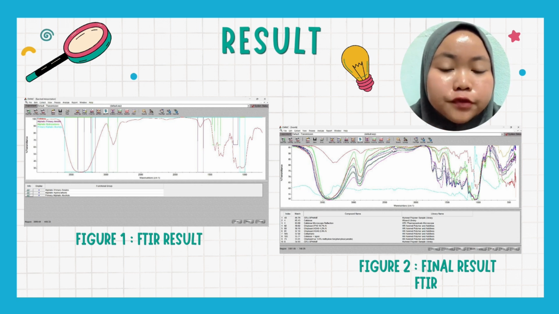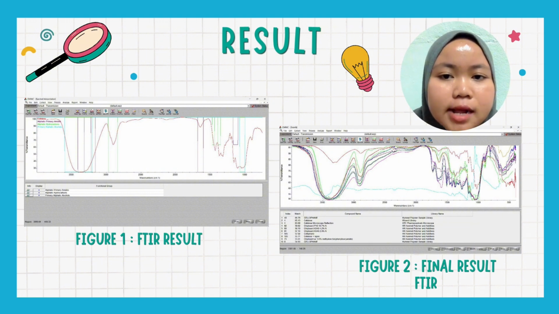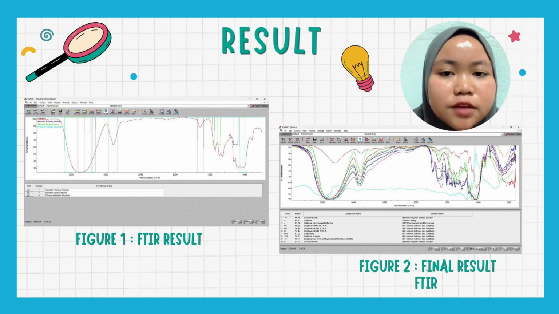The second result is Figure 2. It shows the result of FTIR using Omni software. Various spectra are superimposed, showing transmittance against wavenumber in cm-1. The red line represents the sample spectrum and the other colored lines indicate matches from the spectral libraries. The top matches include cellophane, cellulose, microscopy reflection, and chipboard variants, suggesting the sample may contain cellulose-based material.